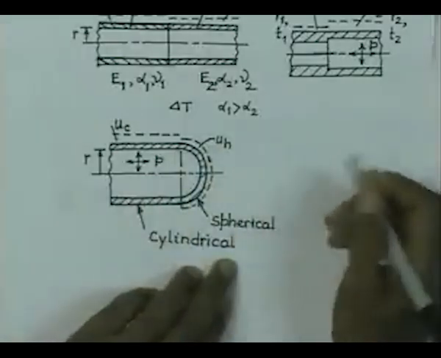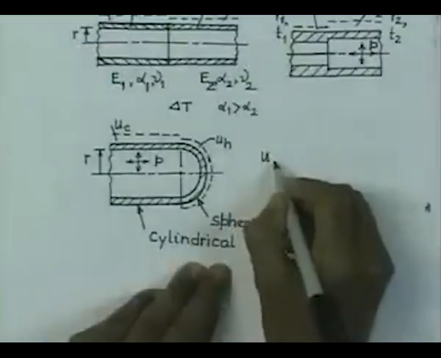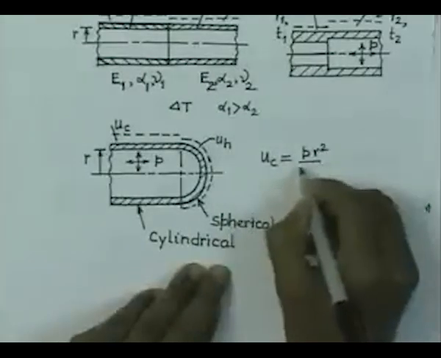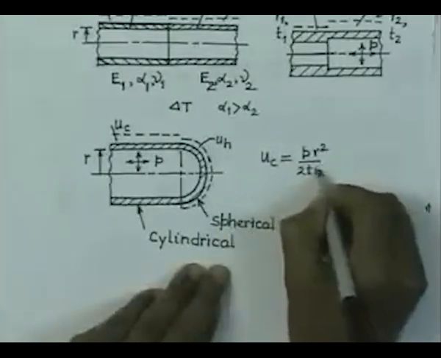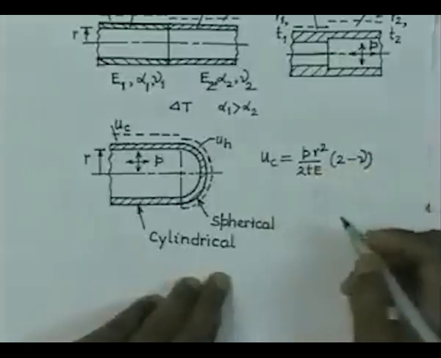It can be very easily obtained, since the circumferential strain is given by U by R. U by R is nothing but sigma theta by E minus nu times sigma A by E, and the hoop stress is PR by T and the axial stress is PR by 2T. Therefore, from that you can get this UC for the cylindrical portion is nothing but PR square by 2T E into 2 minus nu. So, that is the radial expansion of the cylindrical part.